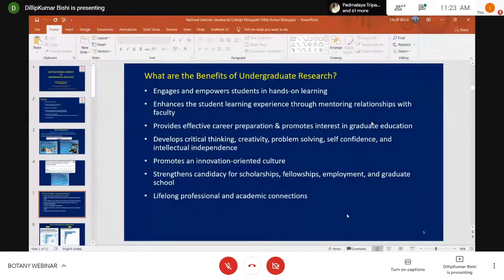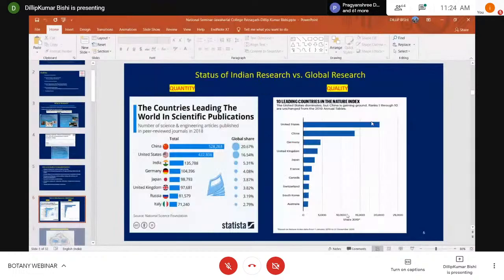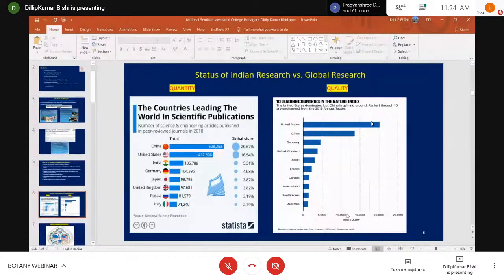And they have some kind of lifelong professional and academic connections with the research. This is the benefits of undergraduate research. Now, talking a little bit about the context of Indian research versus the global scenario.